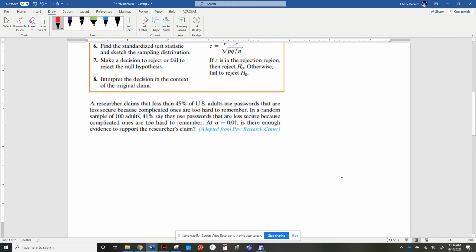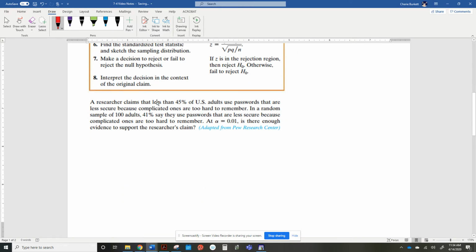Okay. So here's your problem: a researcher claims that less than 45% of US adults use passwords that are less secure because complicated ones are too hard to remember. In a random sample of 141, 41% say that they use passwords that are less secure. Notice that you've got percentages being used twice.